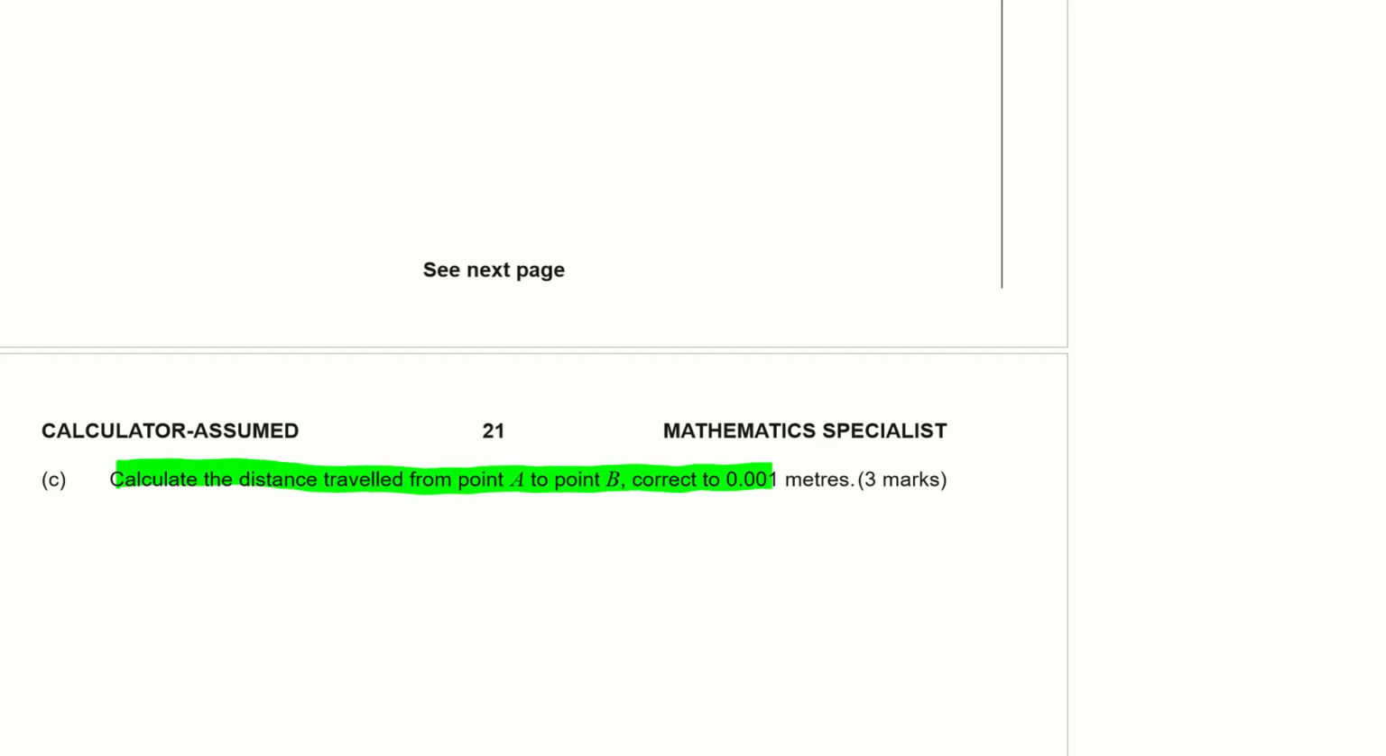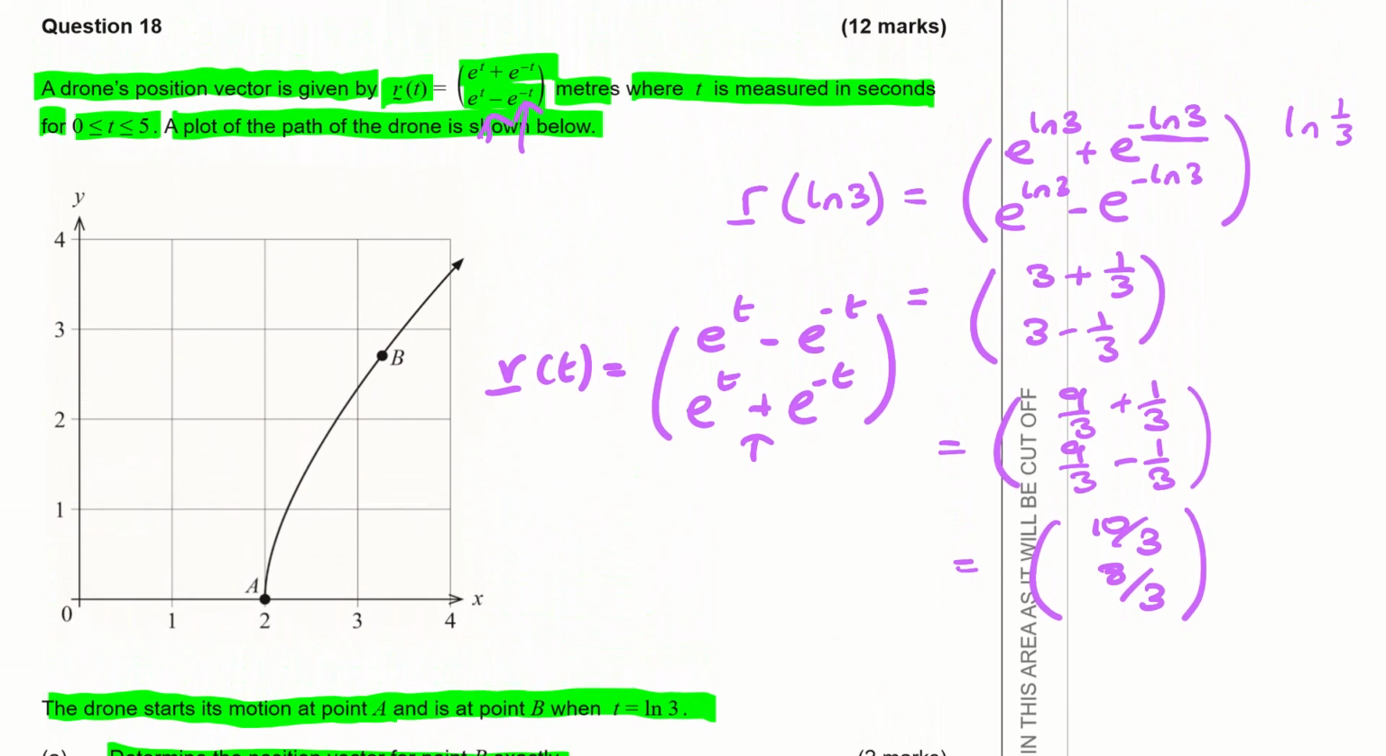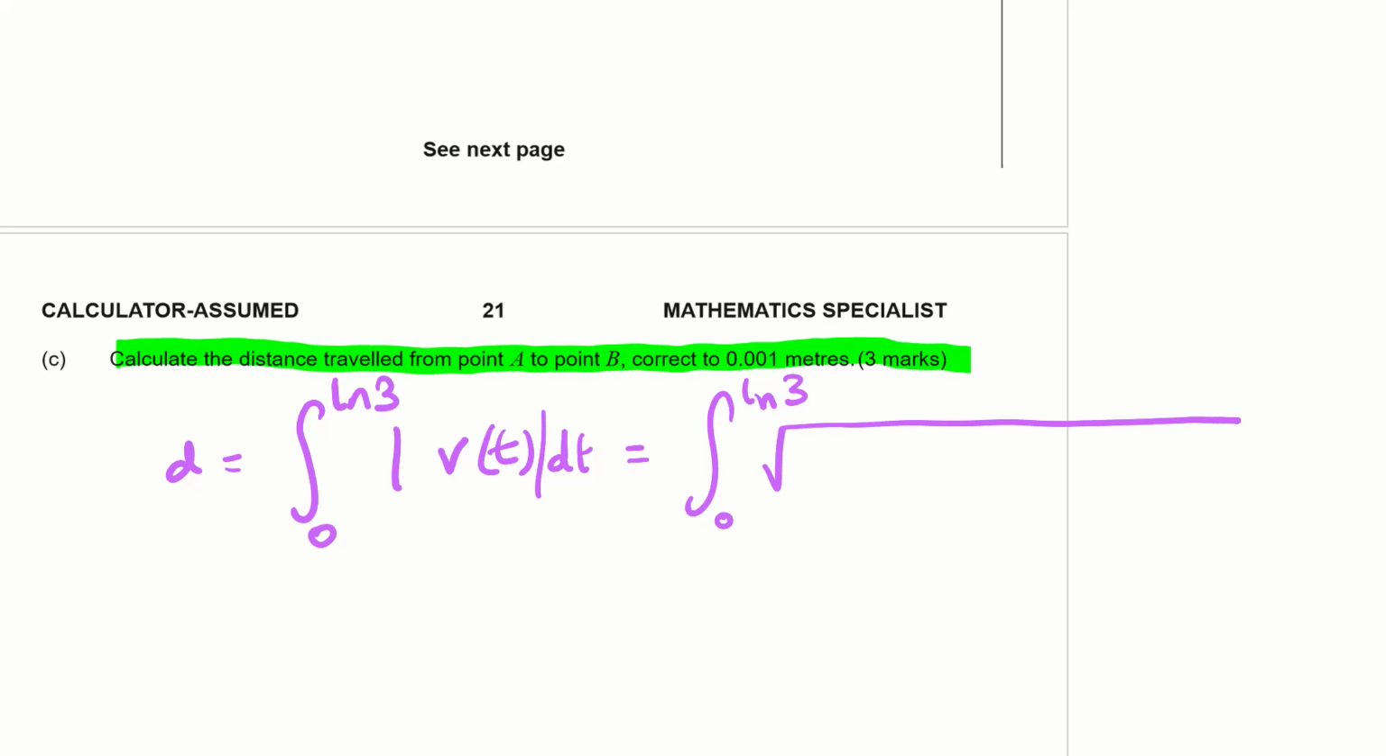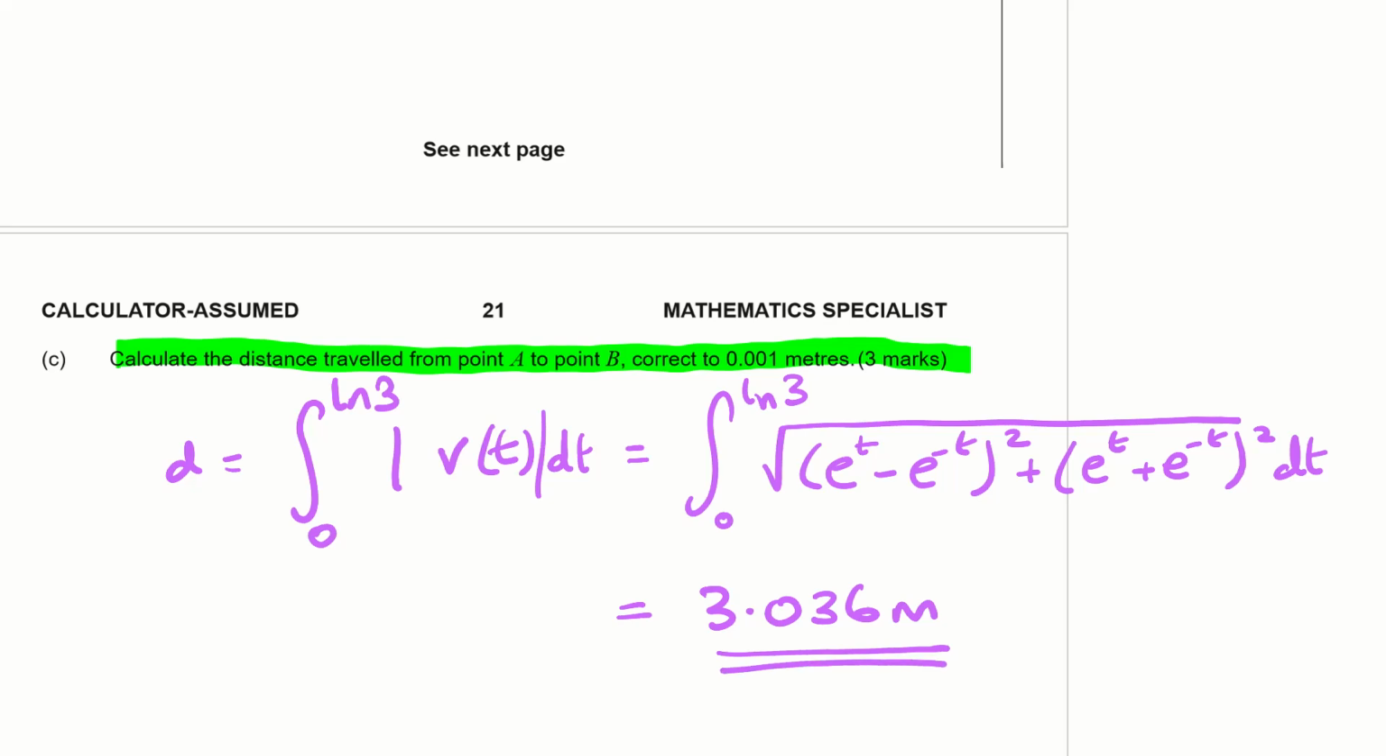Calculate the distance travelled from point A to point B, correct to 0.001 meters. So the distance is going to be the integral from t is 0, and we were told it was ln 3, is that right? Yep, t is ln 3, so this top limit would be ln 3 of the modulus of v of t dt. So that is going to be the integral from 0 to ln 3 of the square root of e to the t take away e to the negative t squared plus e to the t plus e to the negative t squared dt. We can obviously do that on the calculator, and it will give us 3.036 meters, correct to the 3 decimal places required.